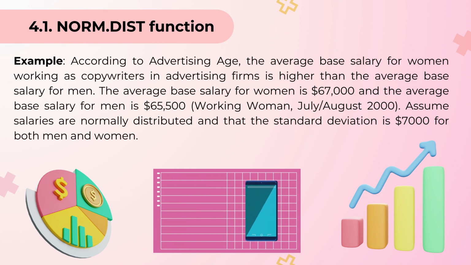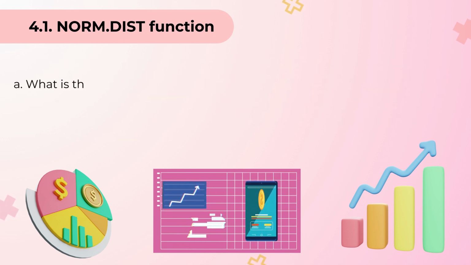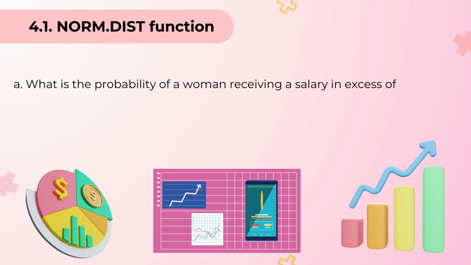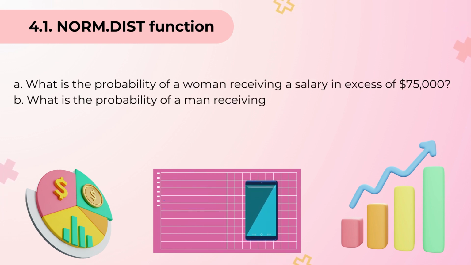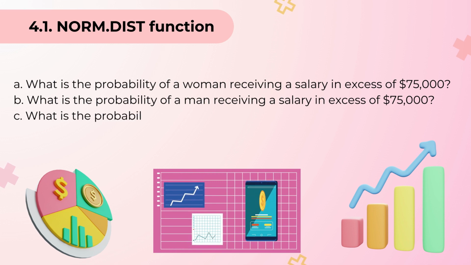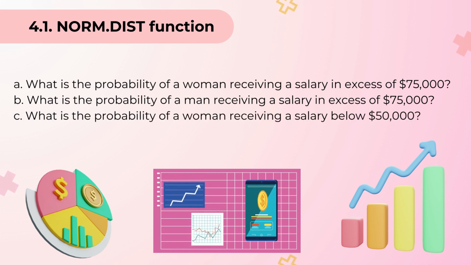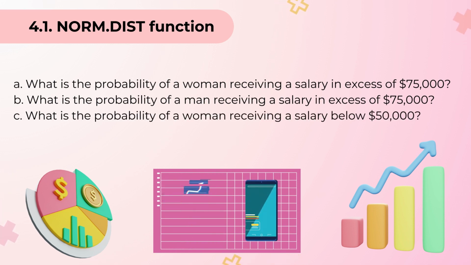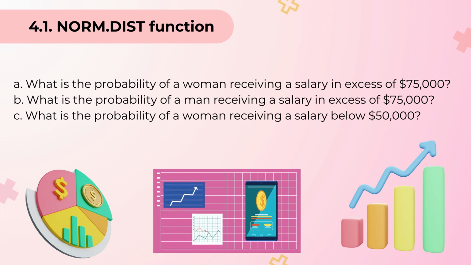Assume salaries are normally distributed, and that the standard deviation is $7,000 for both men and women. A. What is the probability of a woman receiving a salary in excess of $75,000? B. What is the probability of a man receiving a salary in excess of $75,000? C. What is the probability of a woman receiving a salary below $50,000?